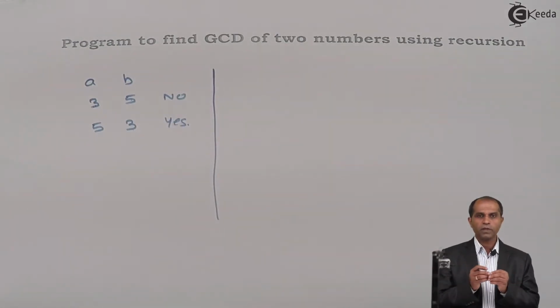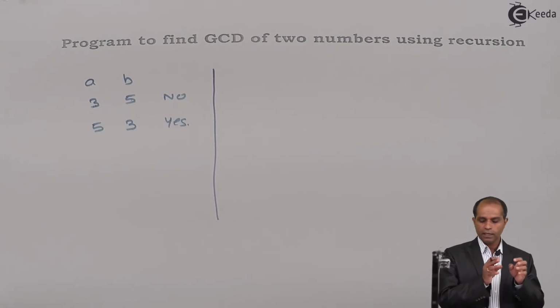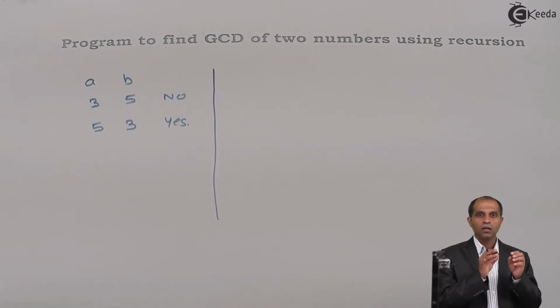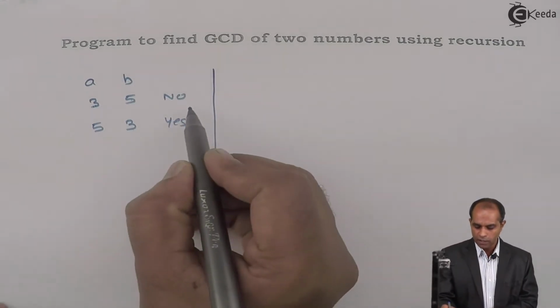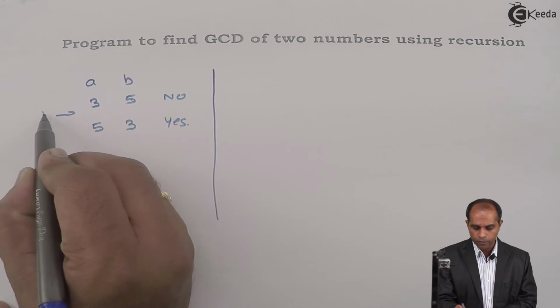So when numbers were given, you first found that this is the first step of Euclid's algorithm, where when A is less than B, you have to exchange the values of A and B. You took some temporary variable and did this particular task. This is step number 1.